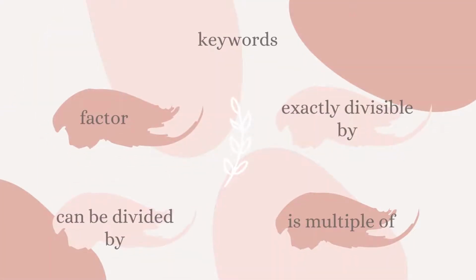These are some of the keywords for using the factor theorem. The keywords are: factor, exactly divisible by, can be divided by, is a multiple of. So when we see these keywords, that means we can use the factor theorem.